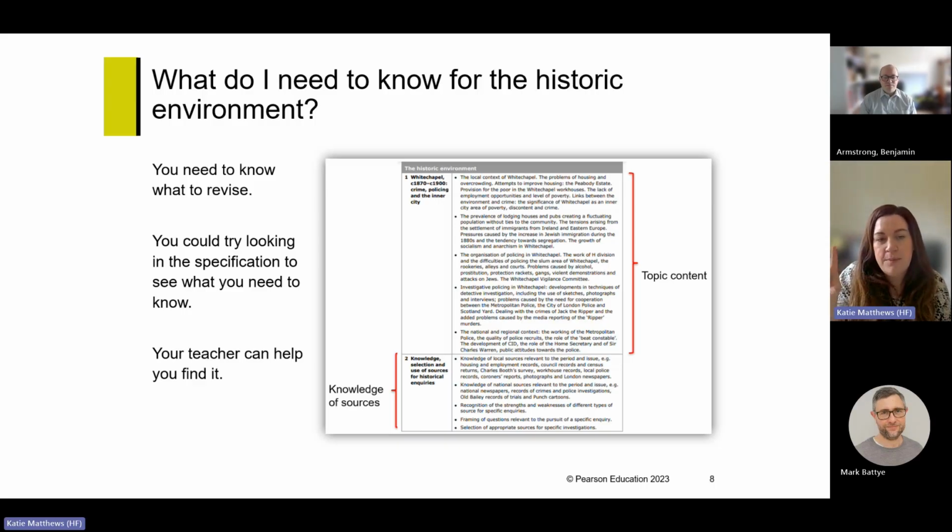So you can see at the top of this section here, it tells you the topic content. So you can try looking at the specification and then thinking, right, do I need to revise this section, or actually should I focus more here? Then underneath for the historic environment section, it's got this really handy section about the knowledge of the different types of sources you need to be familiar with. So it might tell you that you need to understand about newspapers as sources, or Punch cartoons that you really want to be familiar with.